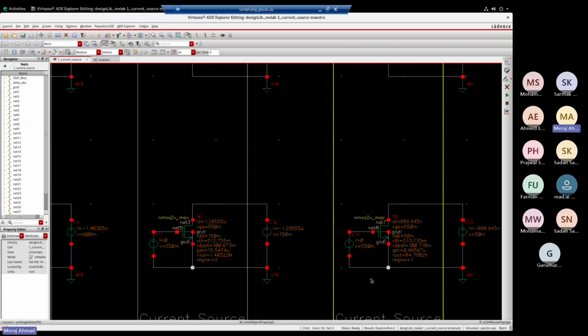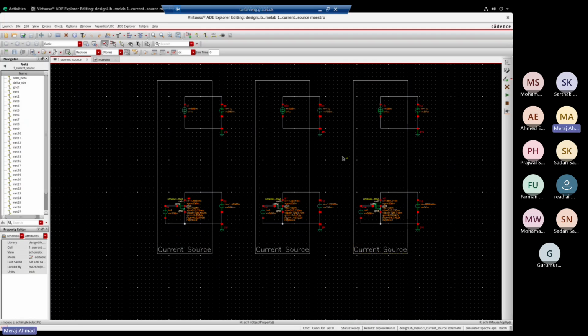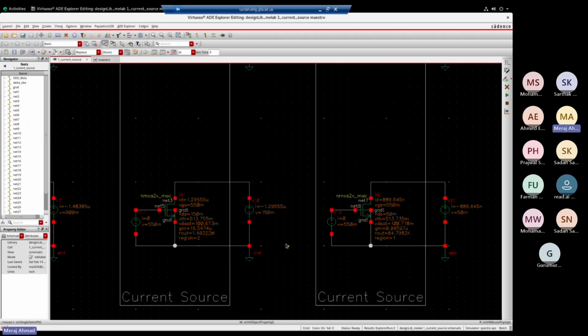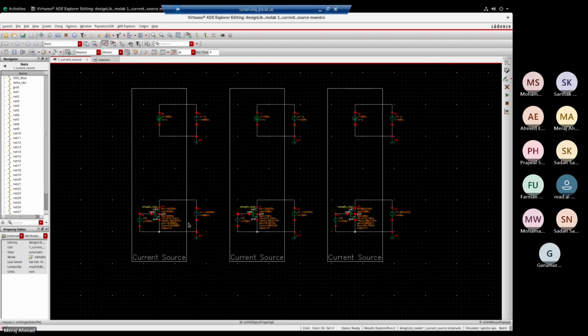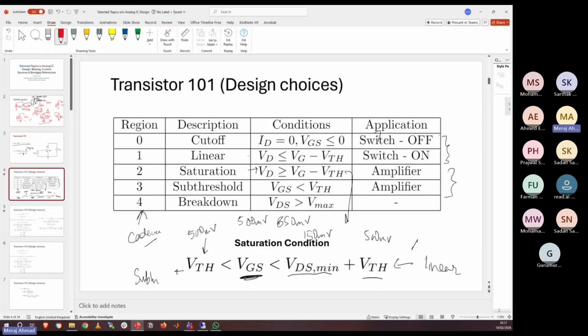So this is how, if I am above this VTH, I'm sure I'm not in sub threshold, but I need to make sure I don't cross that limit of VDS. So if you select a very small VDS, then your VGS minus VTH, your overdrive requirement, will be very high.